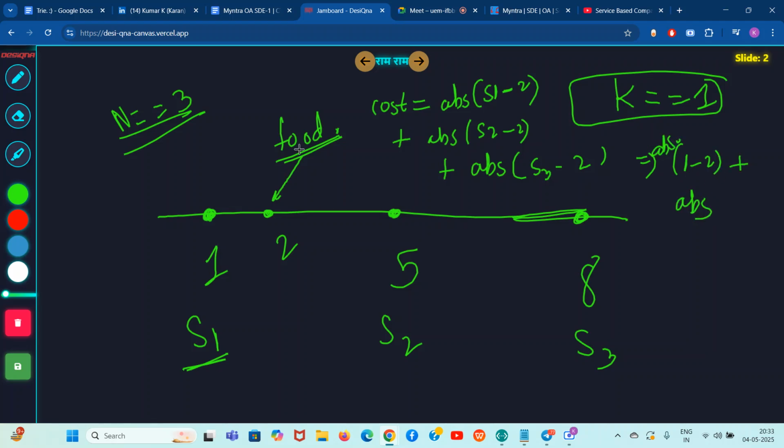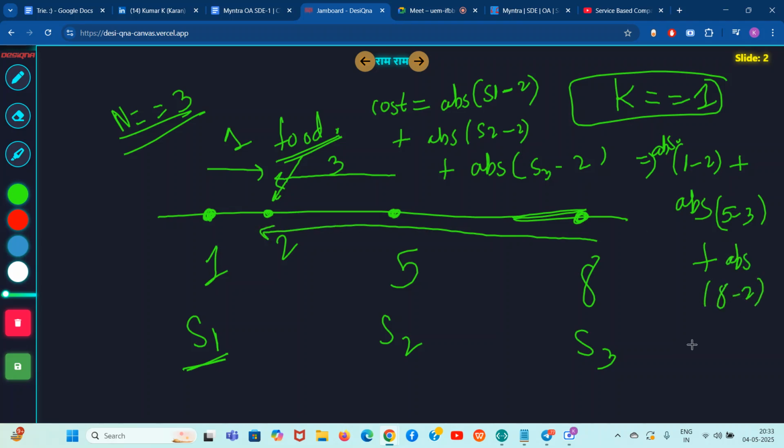Now, if the food is at 2, this squirrel will take one move to reach it. Another squirrel will take 5 minus 2, 3 moves to reach it. And this squirrel at the 8th position will take absolute of 8 minus 2. So it's going to be 1 plus 3 plus 6, which is 9. 9 will be the answer. 9 is the total movement all the squirrels have to do to reach the food.